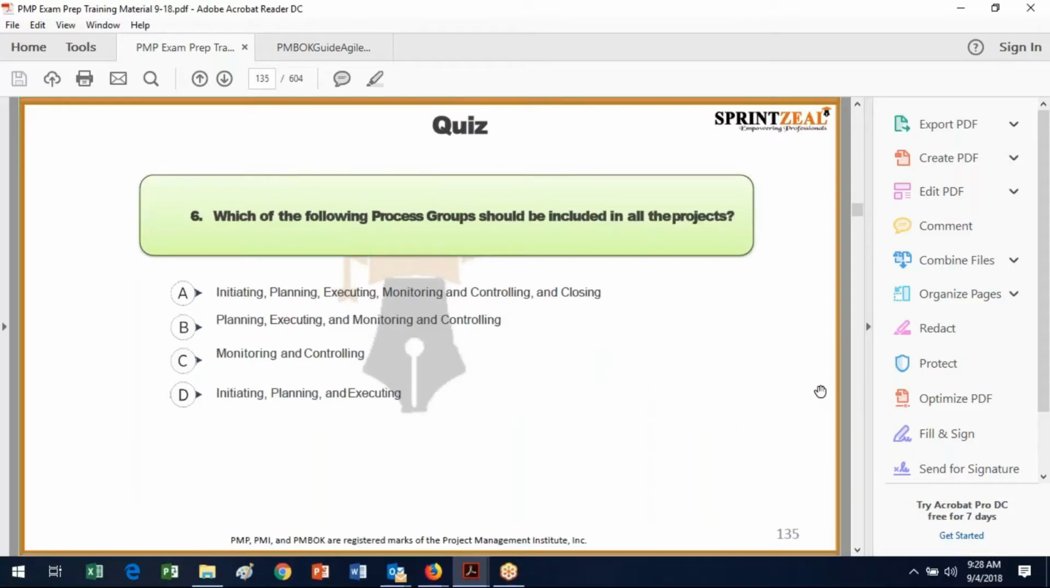Okay, we've got more questions for you. Here's question six. It says, which of the following process groups should be included in all? C. Is that your final answer? In all of them, initiating, planning, and executing.